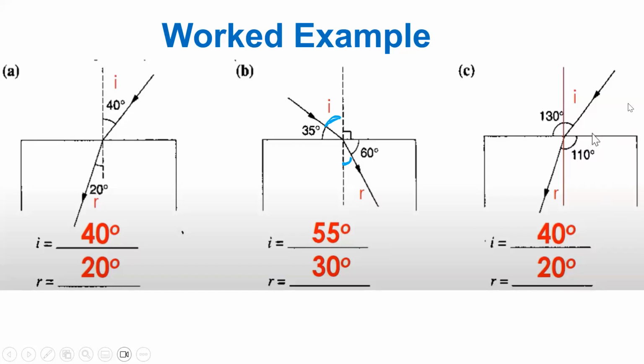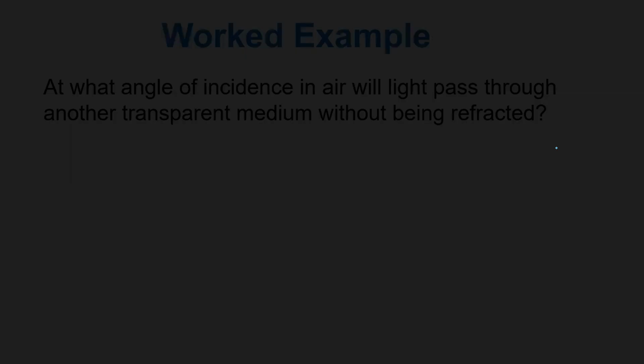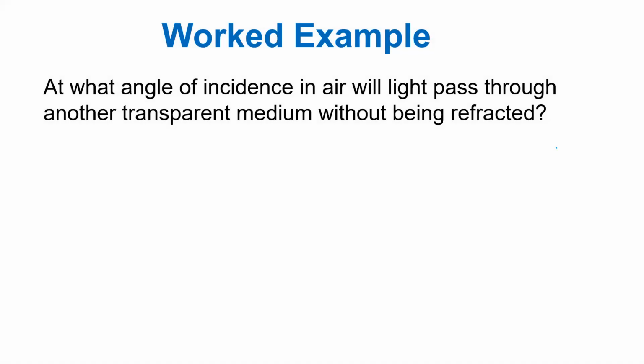And then the last one, the normal is not drawn for you, so I need to draw the normal first, which is my first step. Again, I'm interested between the ray and the normal. So I'm interested in this angle. To get this angle, I take 130 minus 90. I get 40. And then between the refracted ray and the normal, I'm interested in this angle, which will be 110 minus 90. That will give me 20. So you may pause the video to think about this question again.